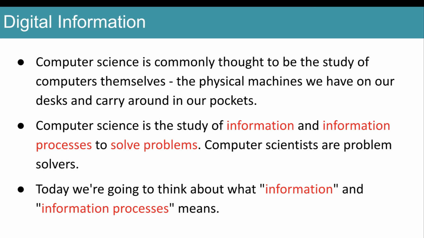So computer science is commonly thought of to be the study of computers themselves, the physical machines we have on our desks and we carry around in our pockets. But computer science is the study of information and information processes to solve problems. Computer scientists are problem solvers. In this lesson, we're going to think about what information and information processes mean.